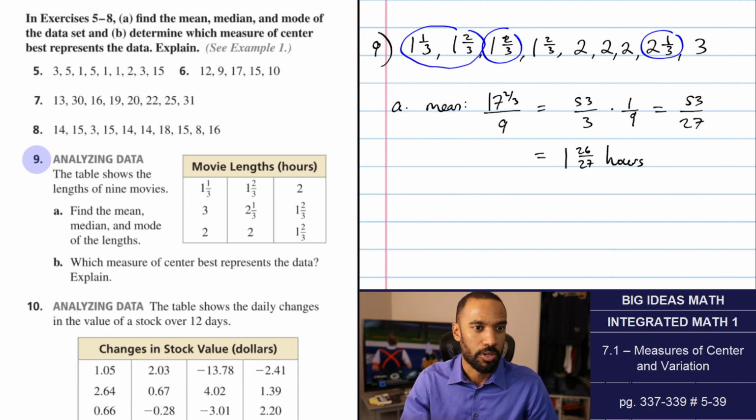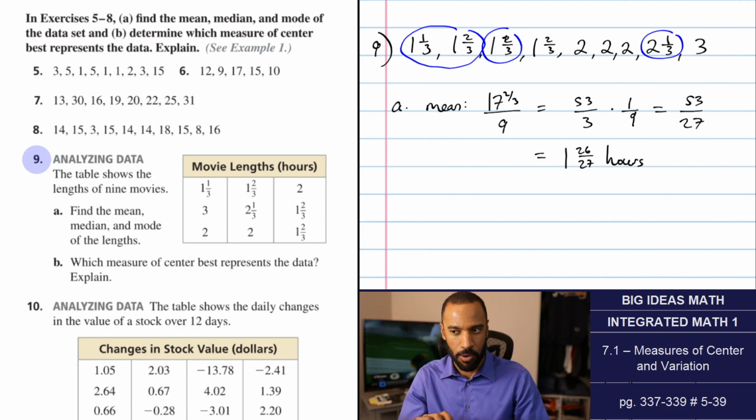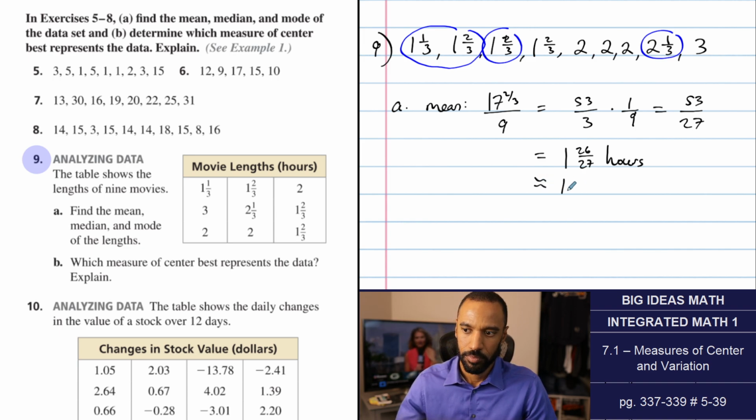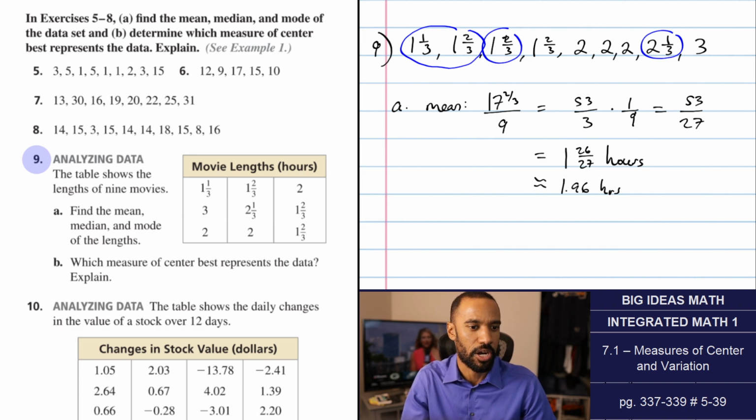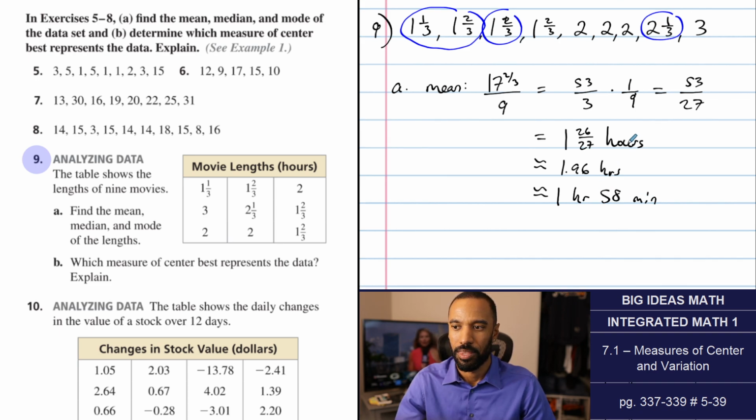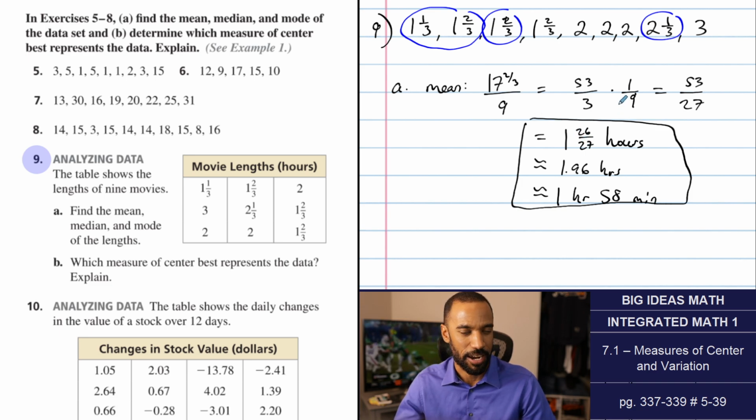If we went toward decimal, let's do that. What's 26 over 27? 26 divided by 27. That's 1.96 hours about. I want to go in terms of minutes. I'm going to multiply this by 60. Sorry, you can't see my calculator. It's about 1 hour, 58 minutes. That is the average of these. No matter which one you put there, this is the only one that's exact. That's the only one that's based off the fractions. That's why I feel like that answer would apply most.